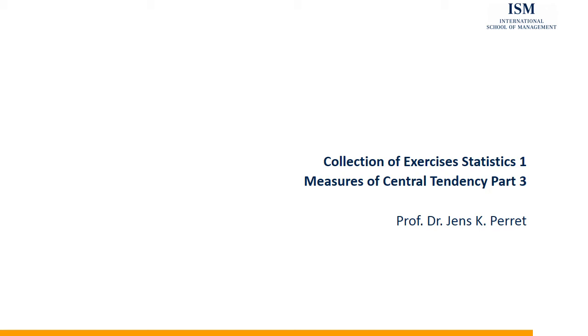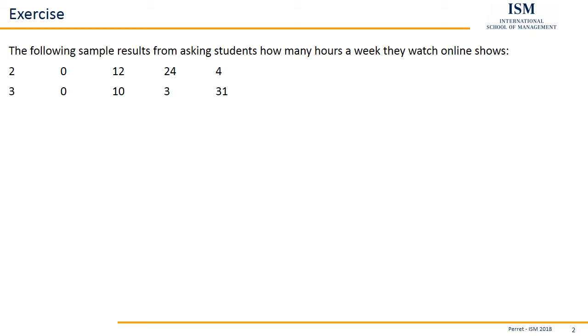Welcome to a new part of the ISM Statistics 1 exercise set, this time with an exercise on measures of central tendency. Let's take a closer look at the exercise. The following sample results from asking students how many hours a week they watch online shows. What's to do with this data set?